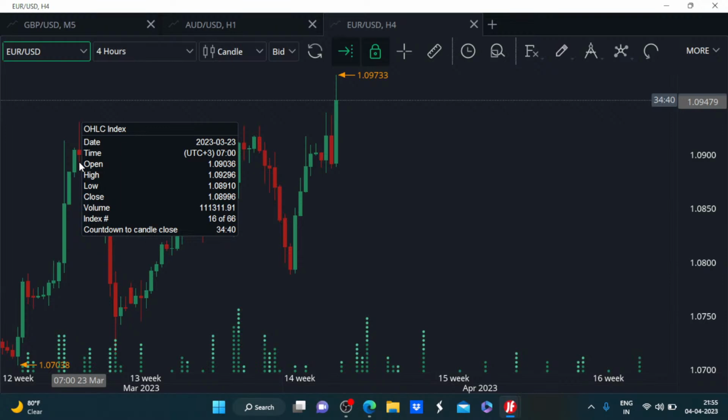So that's my take on this formation and some of its uses. Always keep in mind that not all the trades are going to be profitable using this formation.